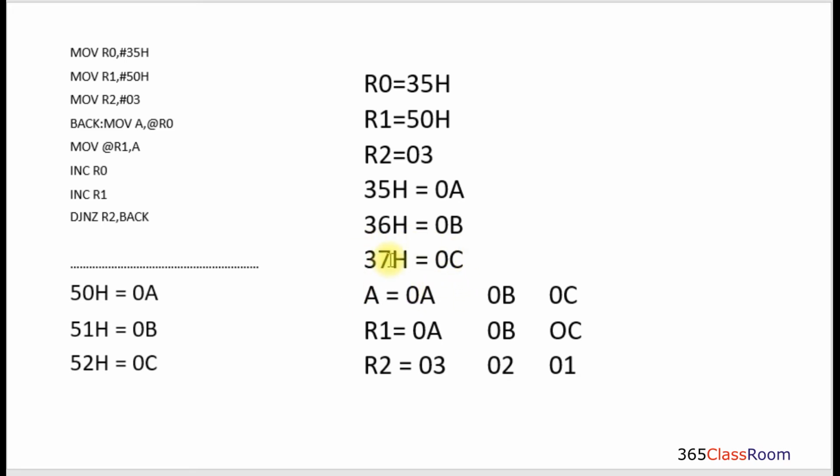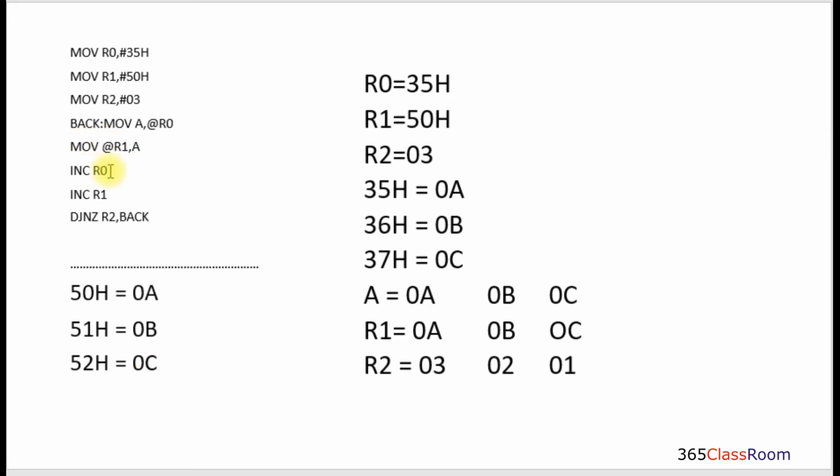That 37H is pointing to some data. Here the data is 0C. That data is transferred to the accumulator. Then that data is transferred to R1. R1 is now at 52H, so that data is copied to the 52H address location.